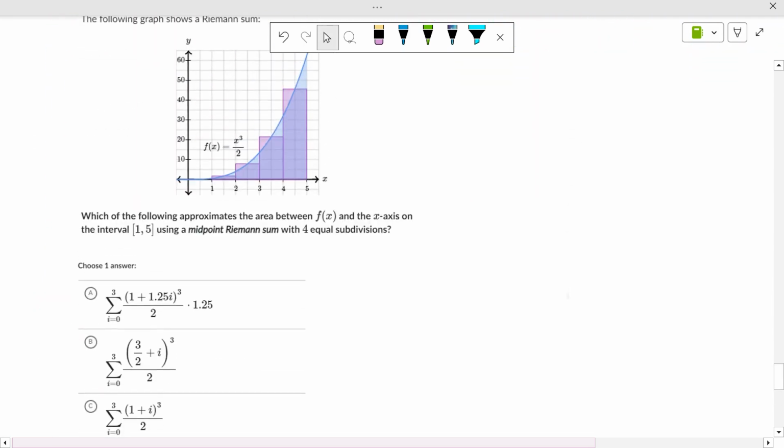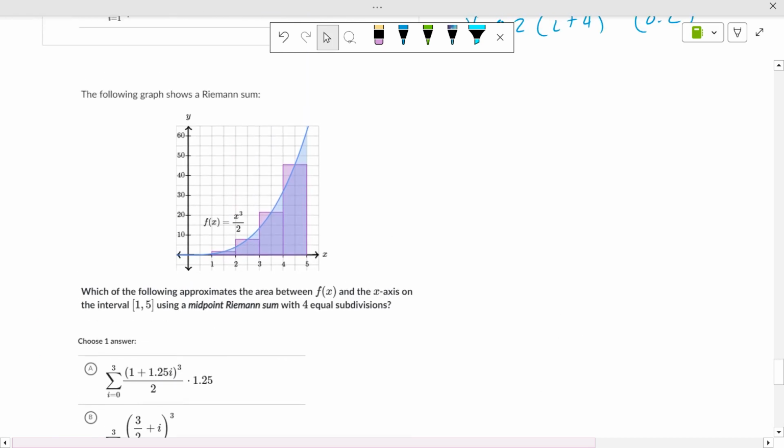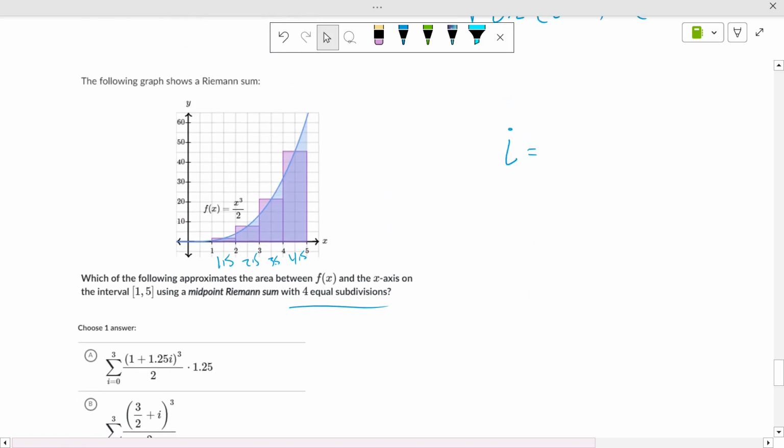Midpoint Riemann sum, this is the last, nope, not quite the last one. Midpoint Riemann sum. Okay, so we're 4 equal subdivisions from 1 to 5. If I want the midpoint, I want to be at 1.5, then 2.5, then 3.5, then 4.5. So if i equals 0, 0 plus 1.5 gets to the first one, 1 plus 1.5 to the second one, 2 plus 1.5 to the third one, 3 plus 1.5 to the fourth one. So it's i plus 1.5.